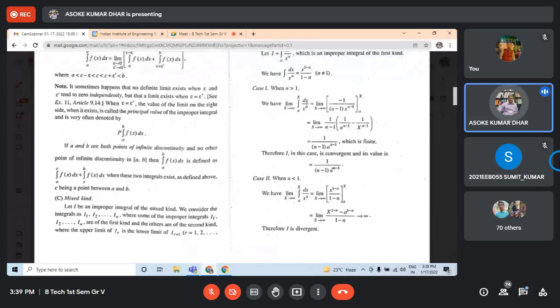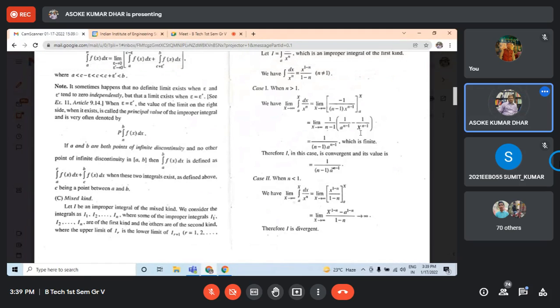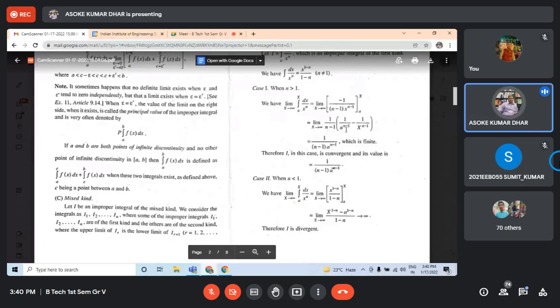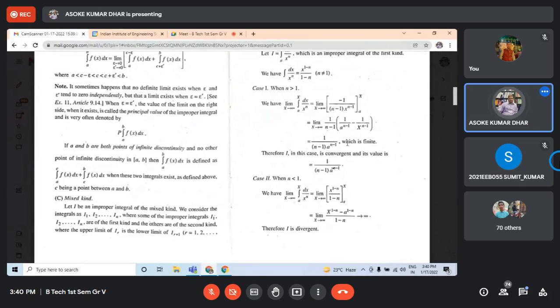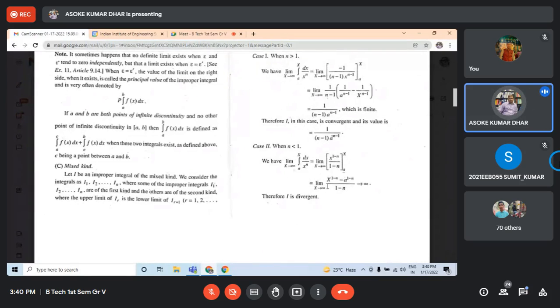Here n is greater than 1 and x tends to infinity. So in the denominator it is infinity, and 1 by infinity tends to 0. So the second part is 0 and the first part is finite. So the integral converges for n greater than 1, and the value is given by this. For n less than 1, we proceed in this way: 1 minus n, this. Now this tends to infinity because here n is less than 1, so 1 minus n is greater than 0.